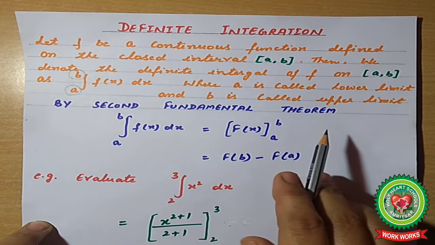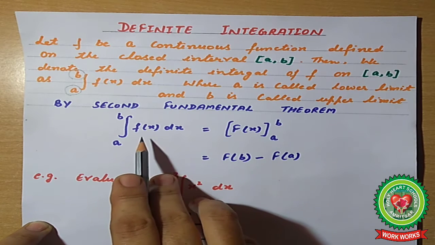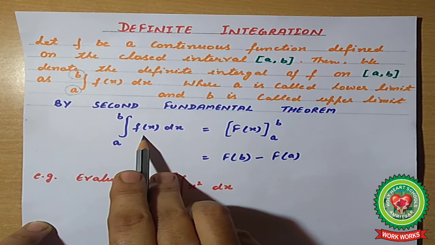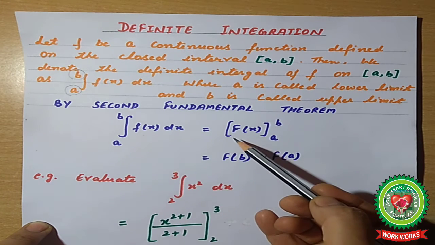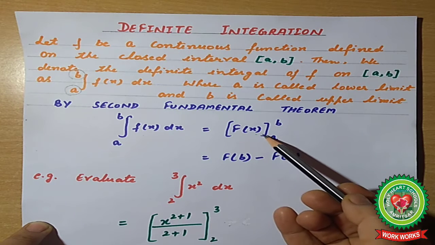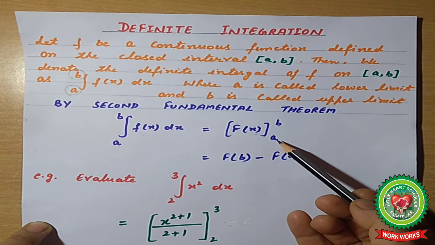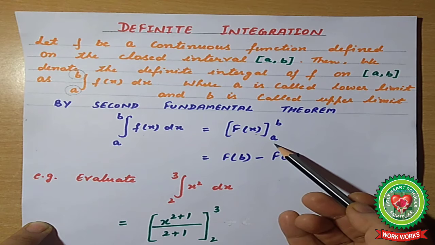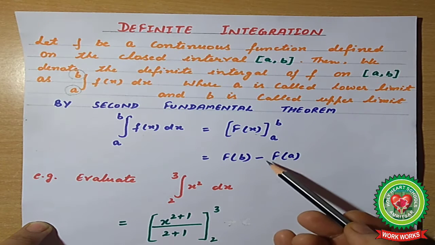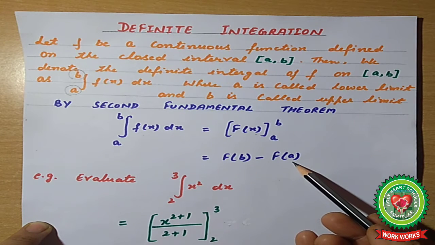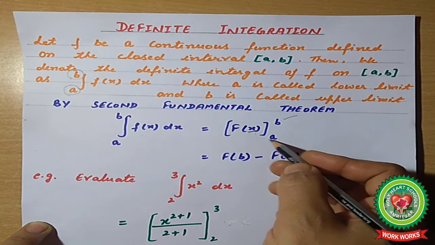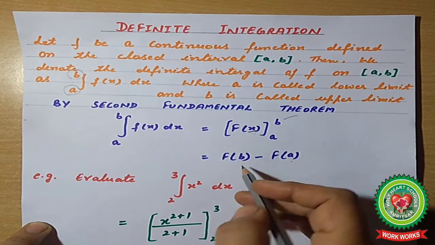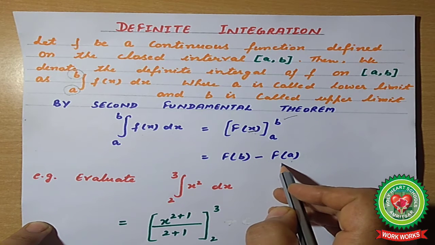Now, by the second fundamental theorem, first of all, we will integrate the function with respect to x. Let us suppose the integral of f(x) is F(x). Then we will write down the limits as they are, a to b. Then we will put the upper limit minus the lower limit and we will get the answer. We put the upper limit in the given function and the lower limit in the respective function. Then we will find the result by subtracting the respective values.